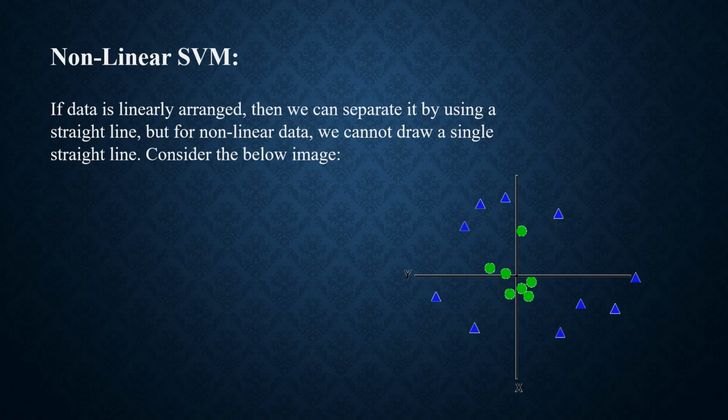By adding the third dimension, the sample space will become as in this given image. Now SVM will divide the data set into classes in the following way. Since we are in three-dimensional space, it looks like a plane parallel to the x-axis. If we convert it to two-dimensional space with z = 1, then it will become the best hyperplane. Hence we get a circumference of radius 1 in the case of non-linear data.